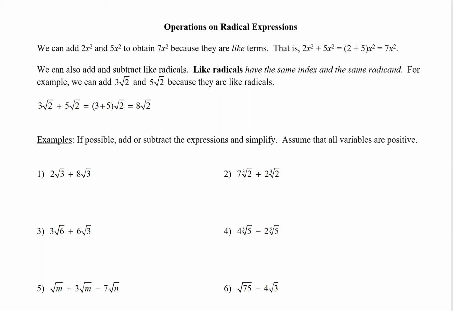We can also add and subtract like radicals. Like radicals have the same index and the same radicand. For example, we can add 3 square root of 2 and 5 square root of 2 because they are like radicals. So we basically add their coefficients. 3 plus 5 is 8. So our answer is 8 square root of 2.